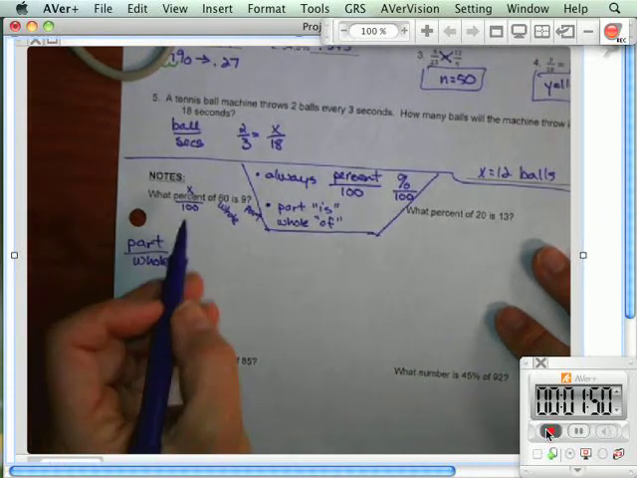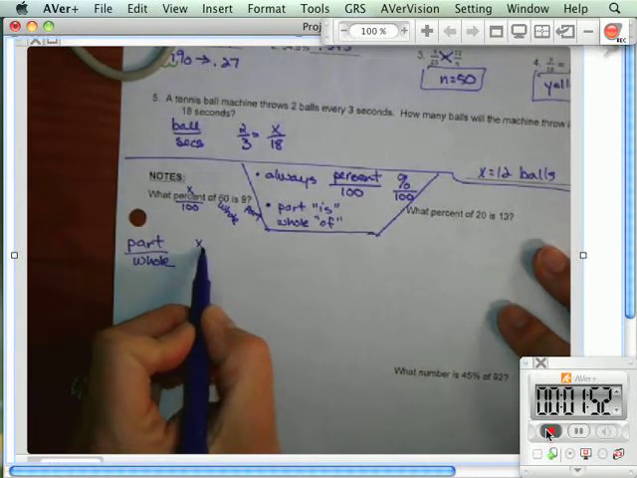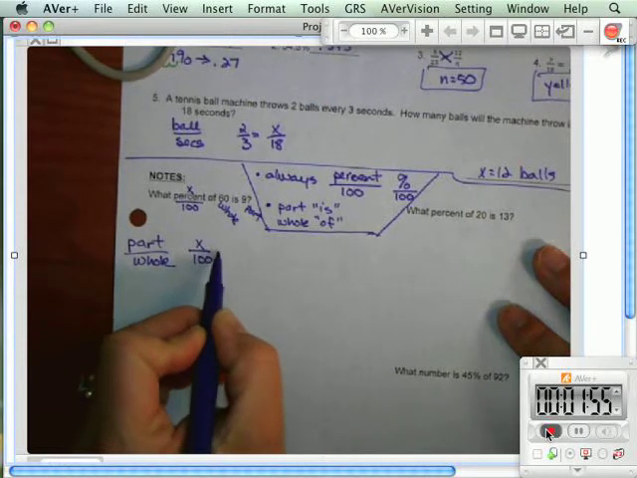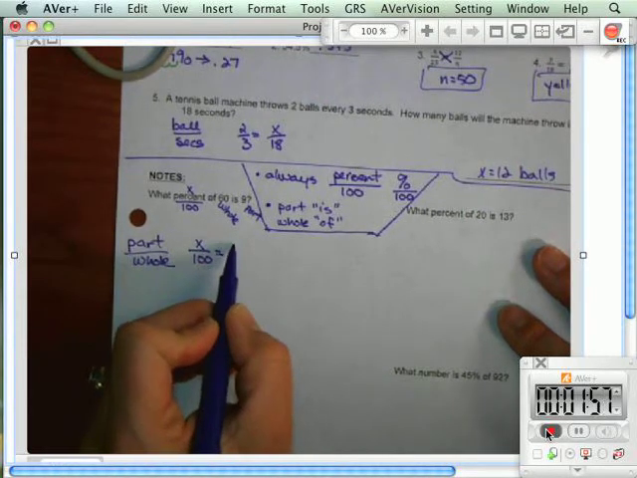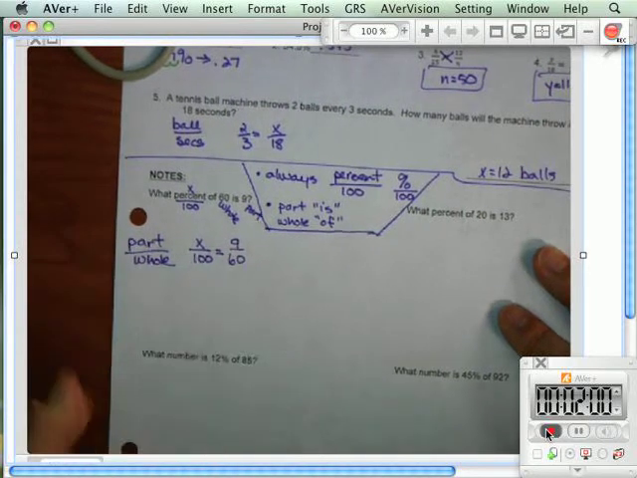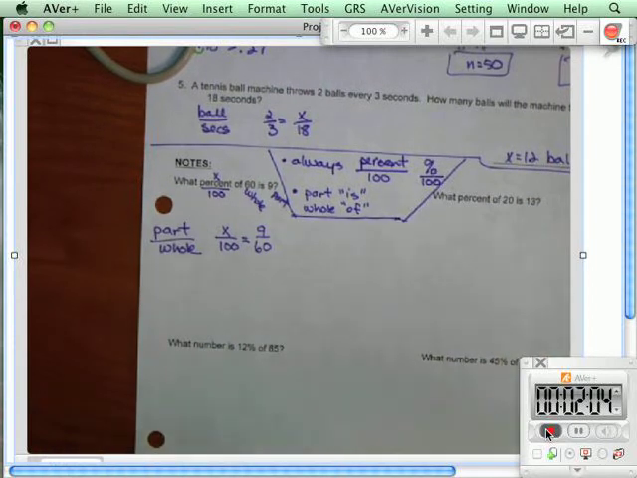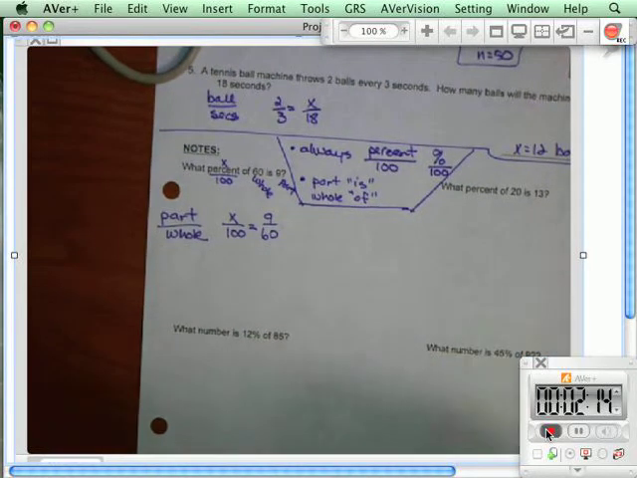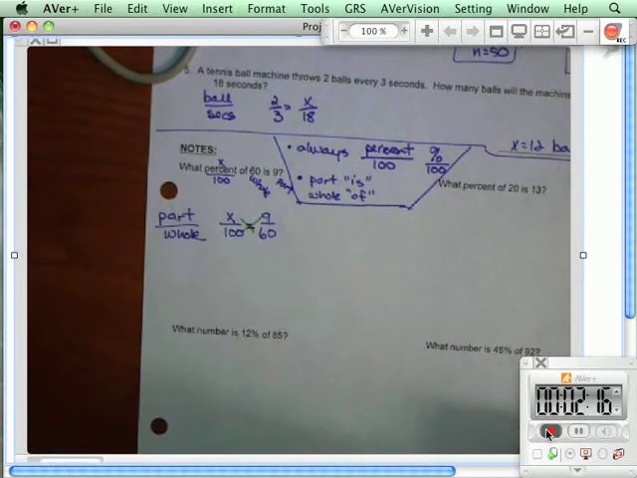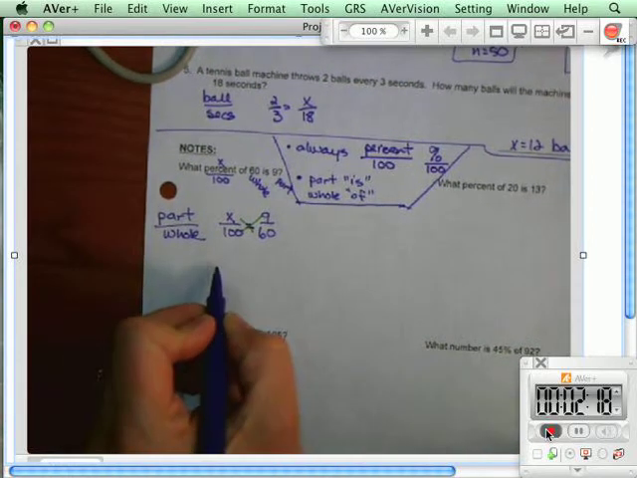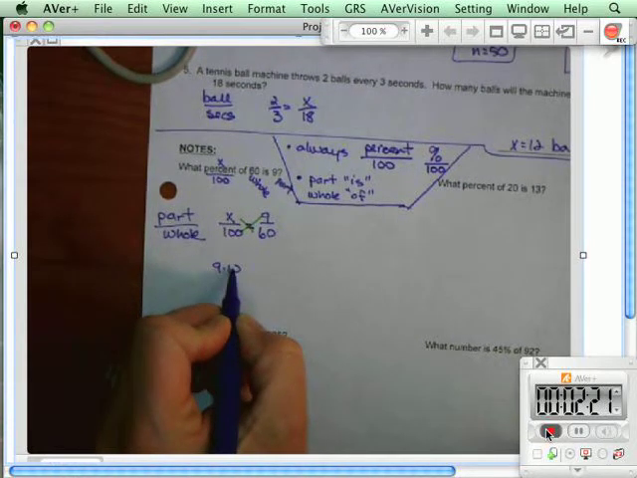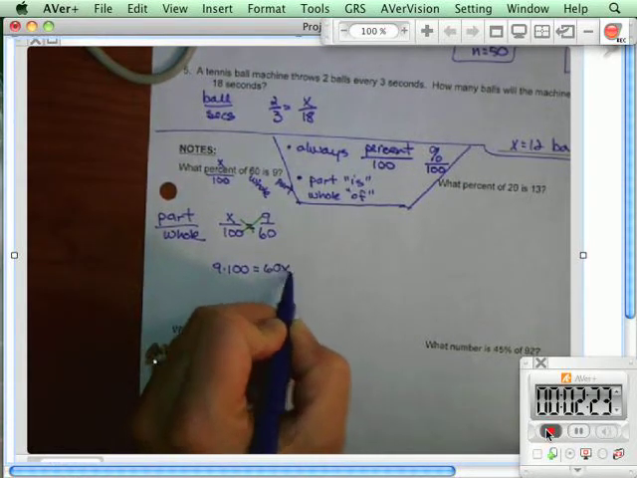So I need to set up a proportion, and I'm going to have my percent ratio equal to my part over my whole, 9 over 60, because percent is also a part of 100. That's how you set up your ratio. It's always part over whole for setting these proportions up, and we'll do a lot more of them. Then you just have a proportion, so you cross multiply. I just set up the problem. So you get 9 times 100 equals 60x.